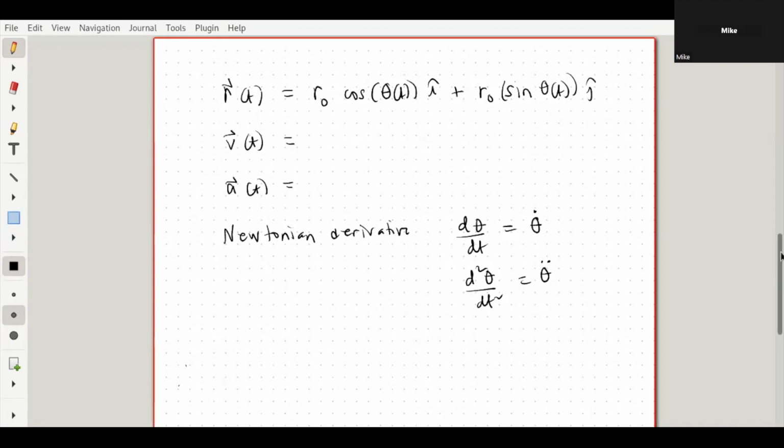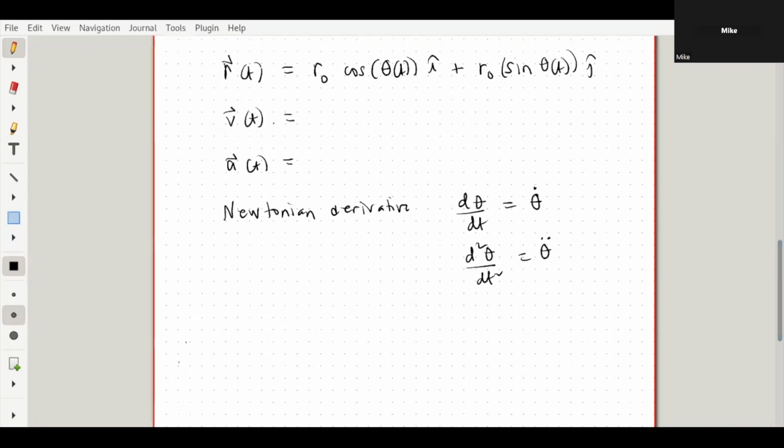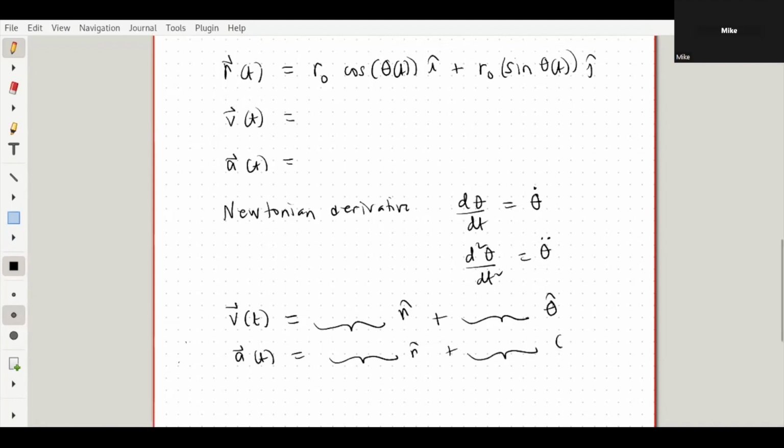So the problem is to differentiate. I want you to write the velocity as something times r hat plus something times theta hat. The acceleration should also be expressible as a sum. And then we're going to interpret those coefficients next time. Show me the rest of this next meeting.